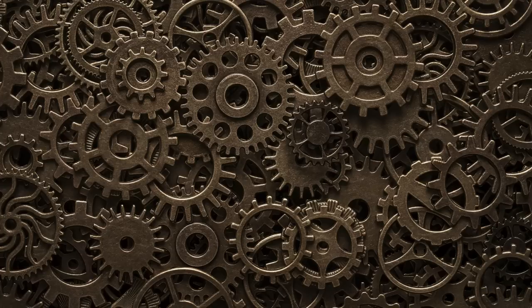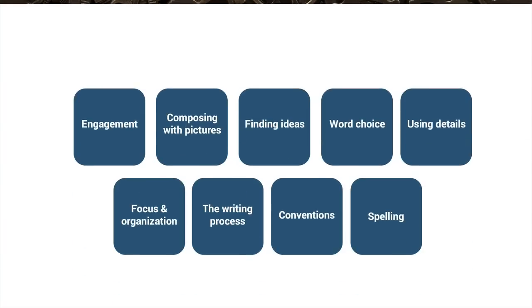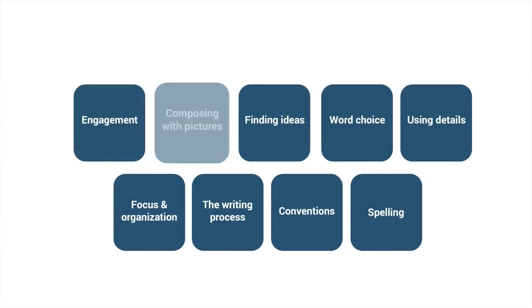Let's take a look at 9 categories of things that our writers need to learn. They need to learn engagement, composing with pictures, how to find ideas, proper word choice, adding details, focus and organization, the writing process, conventions, and spelling.